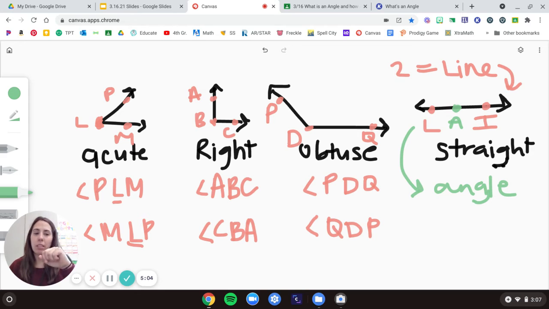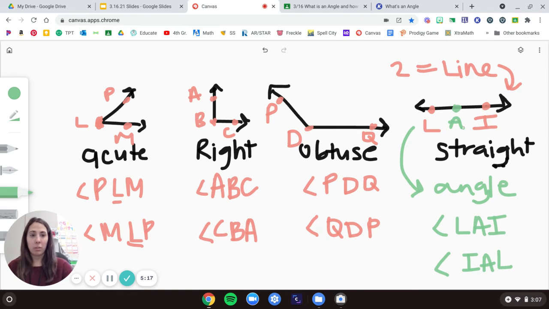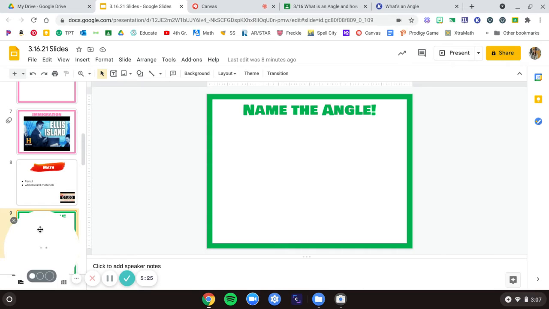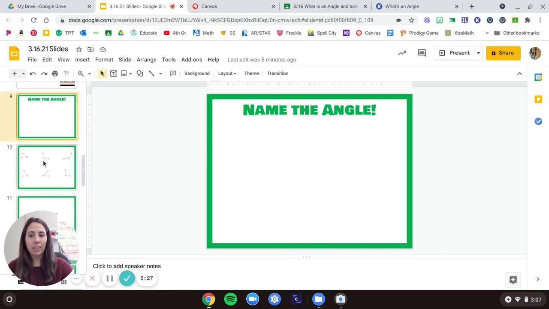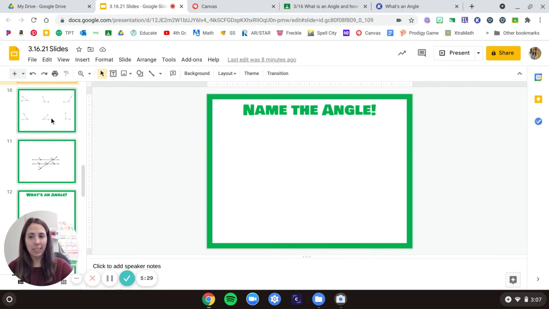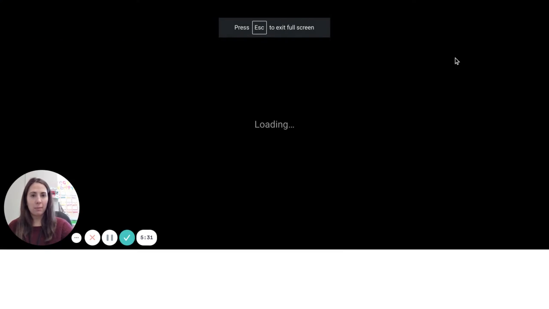How would we name this angle? Angle L, A, I or angle I, A, L. Notice A is our middle spot, so A has to be our middle spot there. So we did some practice naming angles. Now, let's look at these ones, and I'm going to make this big screen.